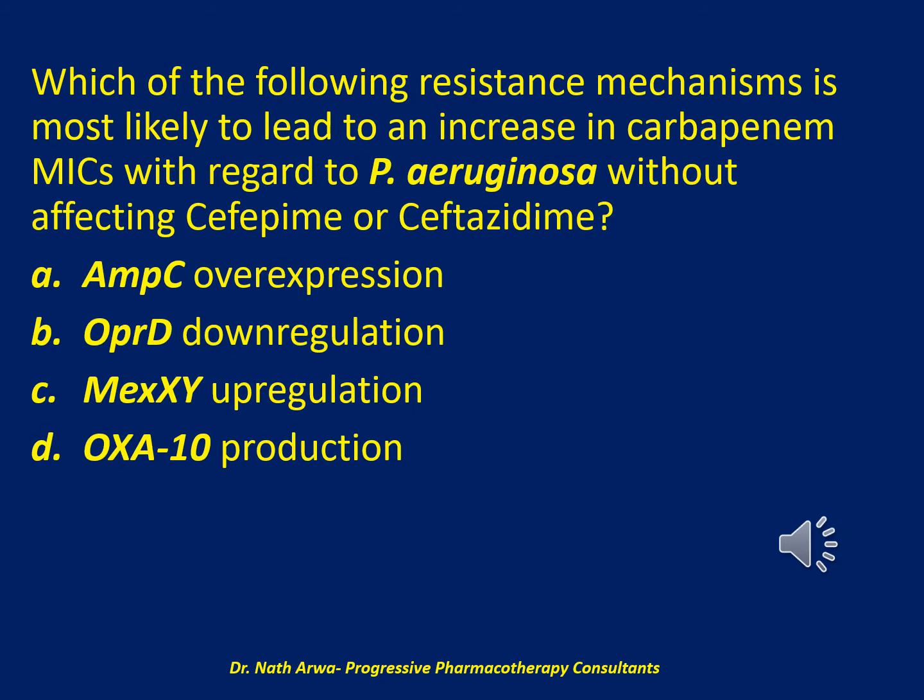And the next question reads: which of the following resistance mechanisms is most likely to lead to an increase in carbapenem MICs with regard to Pseudomonas aeruginosa without affecting cefepime or ceftazidime? Is it A, AmpC overexpression, or B, OprD downregulation, C, MexXY upregulation, or is it D, OXA-10 production? I will give you a few seconds to choose the correct answer from the listed options.